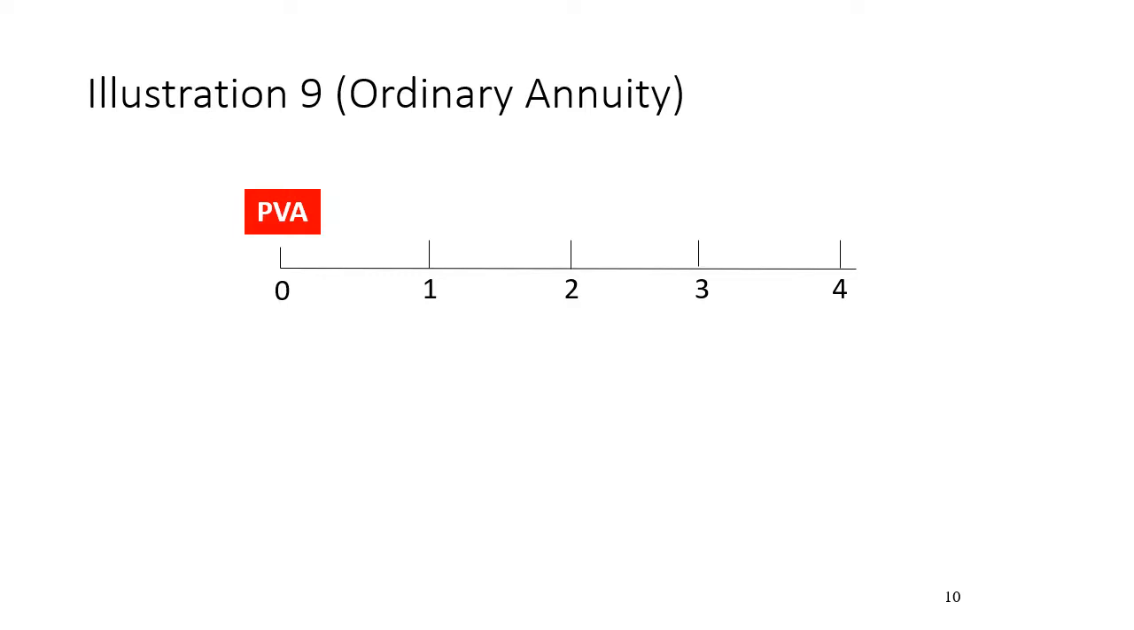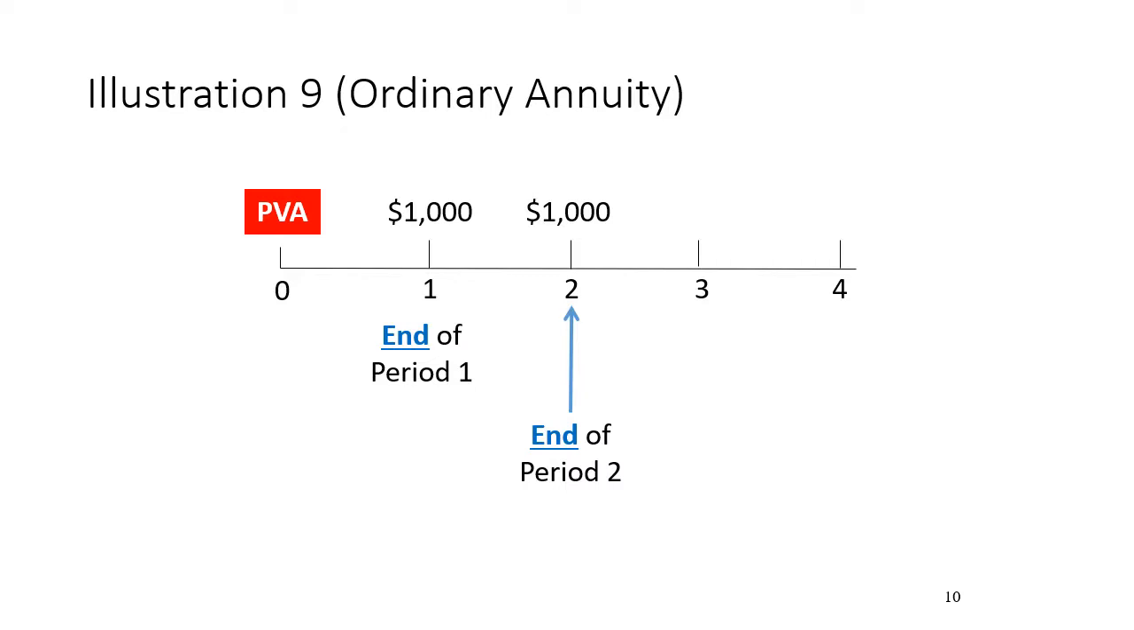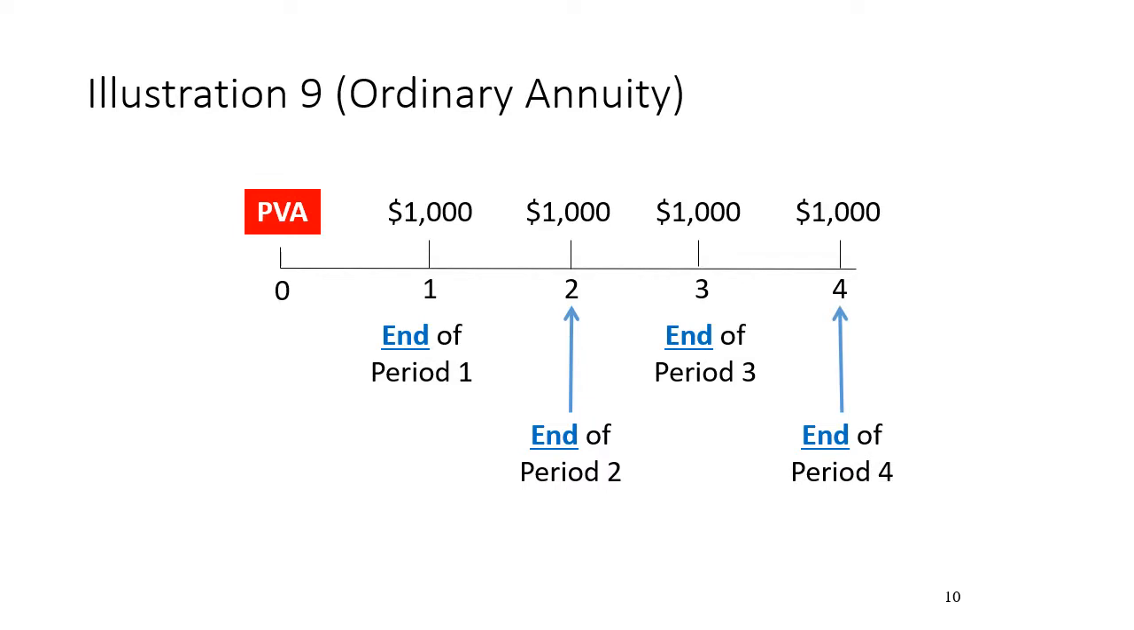Illustration 9. Ordinary annuity. This time the present value will be with the additional A, which we use to denote annuity. Take note, ordinary annuity is at the end of each period. So the end of period 1 will be here, same thing for end of period 2, end of period 3, and end of period 4. All the cash flow will be at the end of each period.